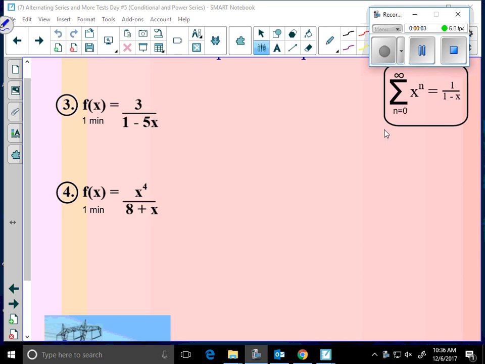I'm going to do my work up here while you do your work at your desk. So if you want to follow along, go for it. If you want to check, do it. Okay.